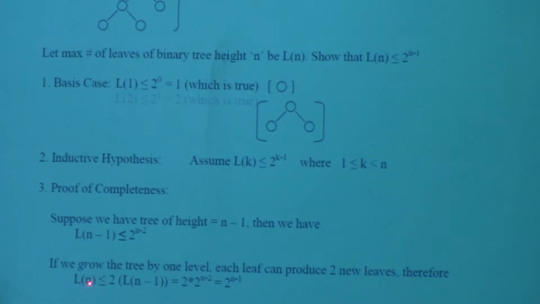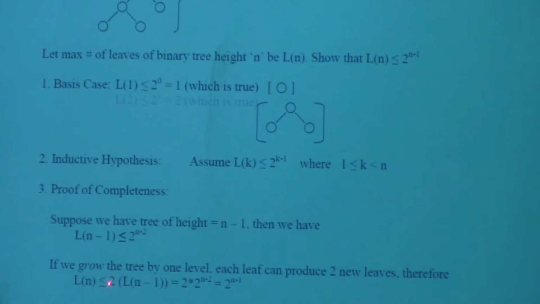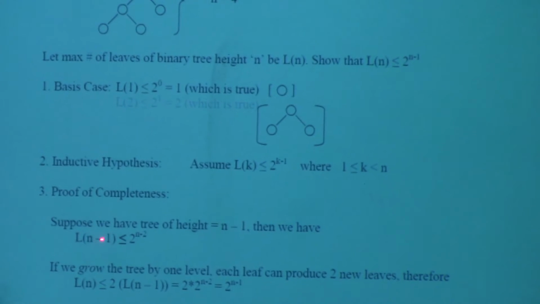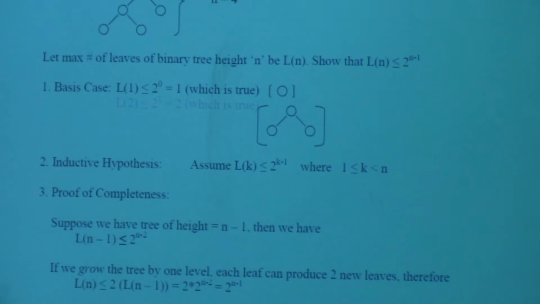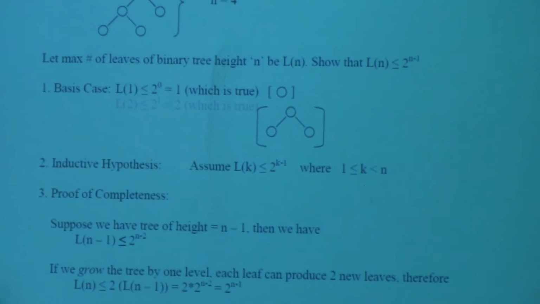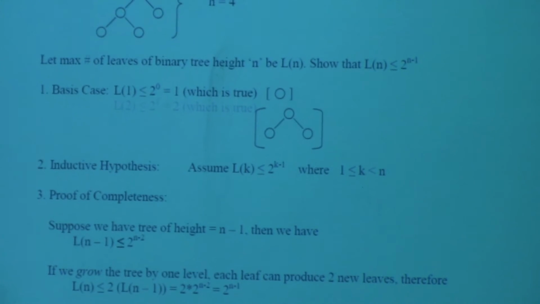Therefore, Ln is less than or equal to 2 times Ln minus 1. But Ln minus 1 is 2 to the n minus 2. So 2 times that is 2 times 2 to the n minus 2, which is 2 to the n minus 1, which is what we're trying to show. So as we grow the tree, we produce this.